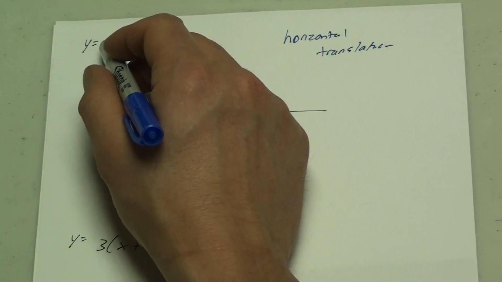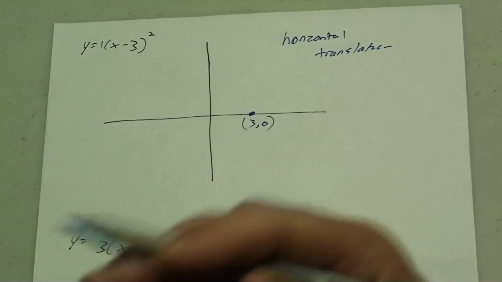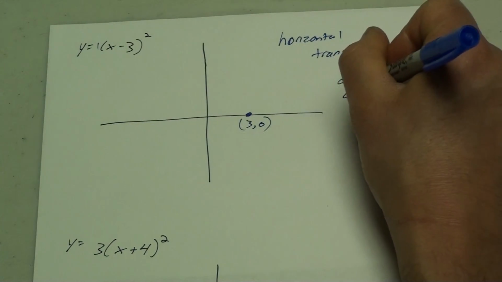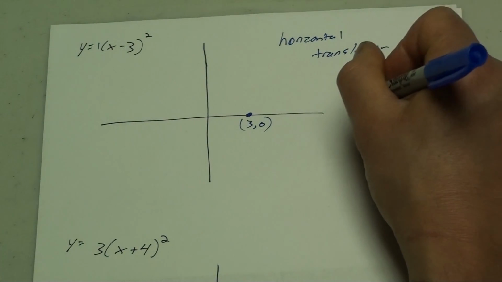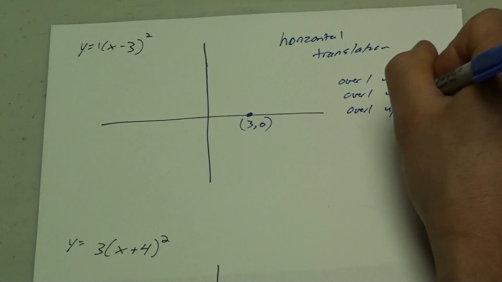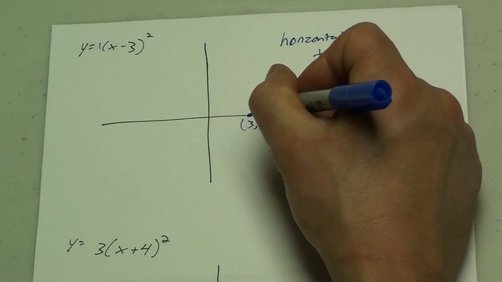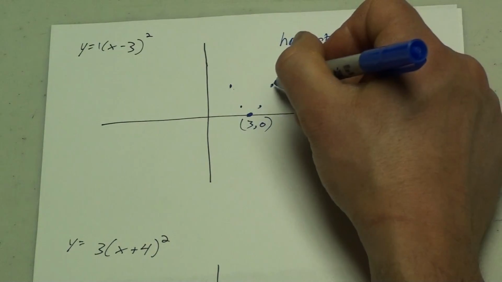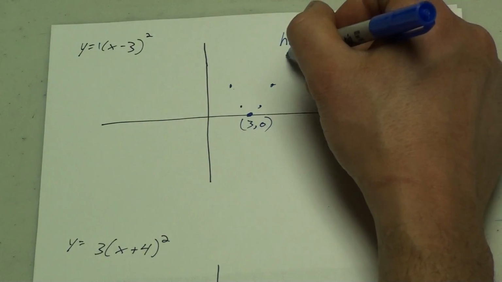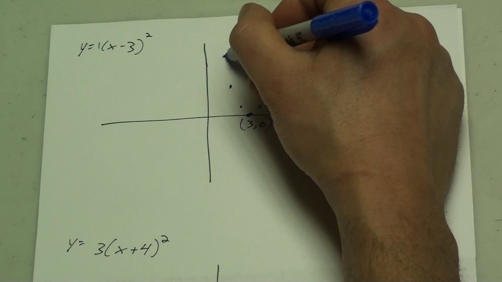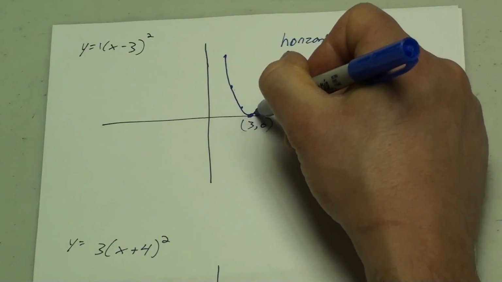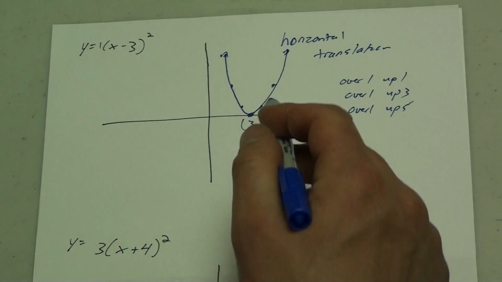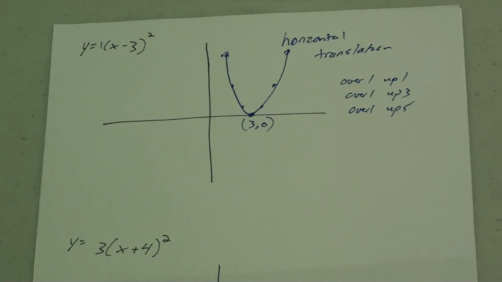And notice how, again, there's an invisible 1 in front. That means I'm going to use my basic step pattern of over 1, up 1, over 1, up 3, and over 1, up 5. From this vertex, over 1, up 1, over 1, up 3, again from the new points, and then over 1, up 5. Once you figure out your vertex, you then have your step pattern to move from there.